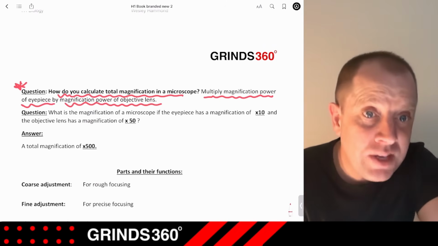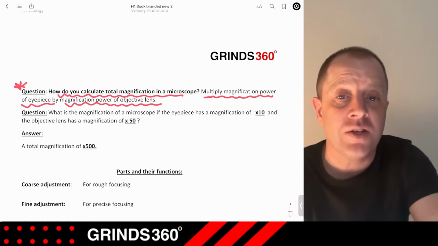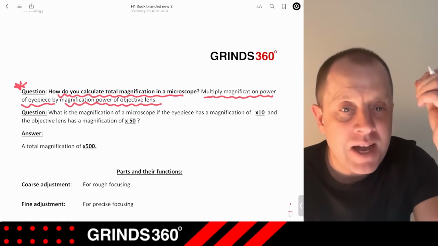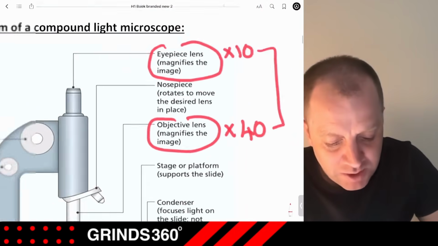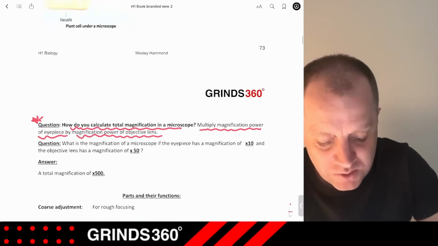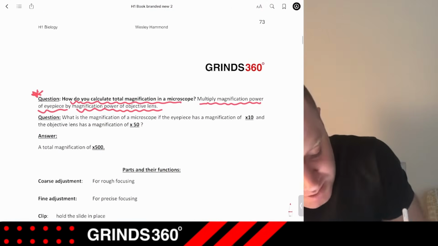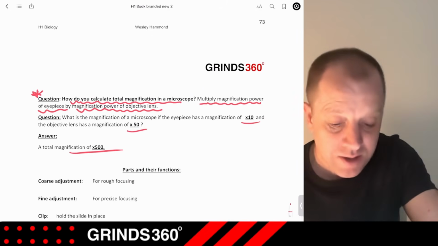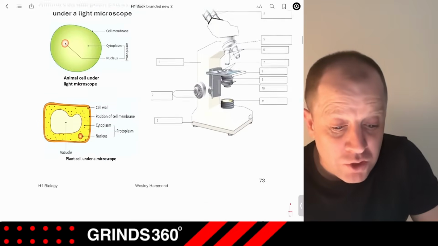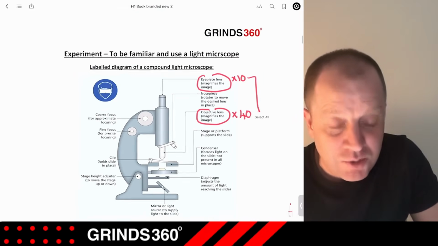So that's how you put it into writing. And that's what they wanted that year. You multiply the magnification power of the eyepiece and you multiply the magnification power of the objective lens. So in this case, 10 by 50, 500. Okay? Or 10 by 40, 400. So that's what you need to know about the eyepiece and the objective lens.